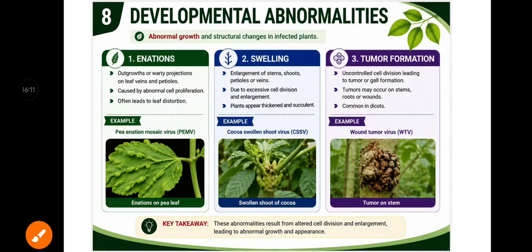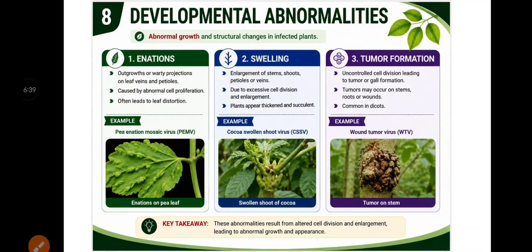Next symptom produced by virus. This is a histological symptom, only at tissue level. This is due to abnormal tissue growth that leads to structural changes in the infected plant, either due to hypertrophy or hyperplasia.